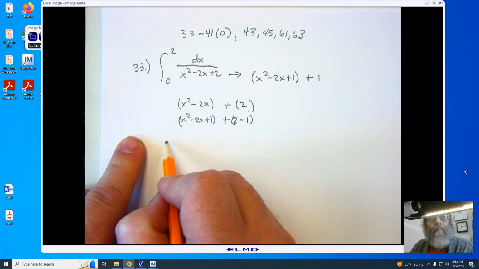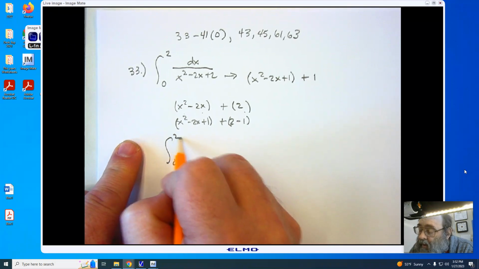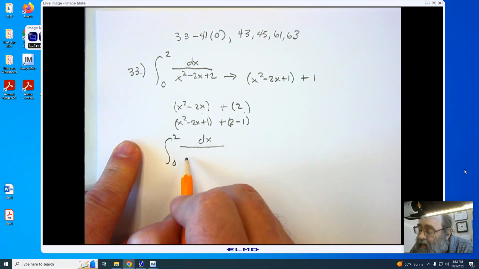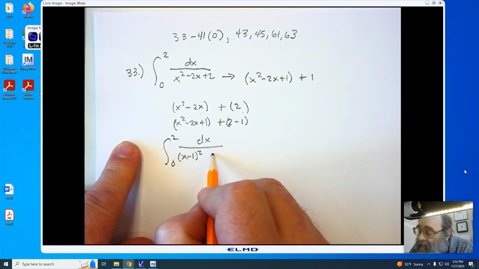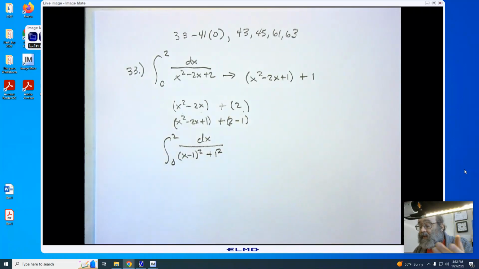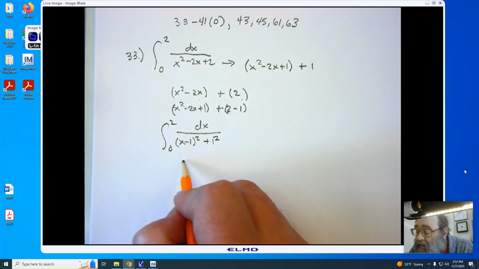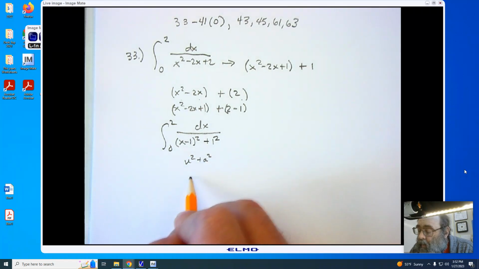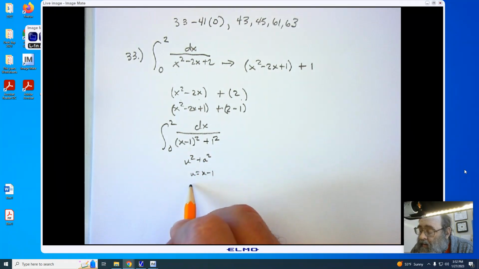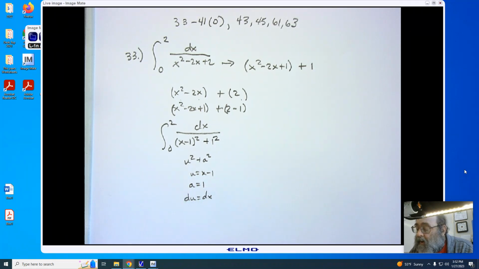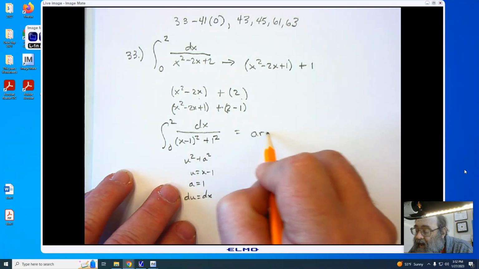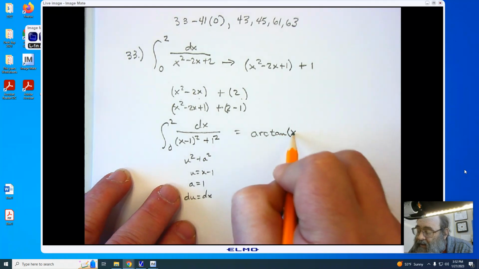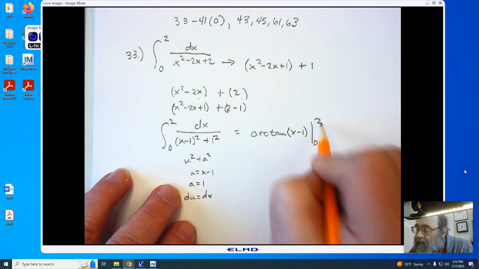Either way, you should end up working with the integration from 0 to 2. We have our dx on top, and we are looking at x minus 1, the quantity squared, and I have a plus 1 squared. Now, this is an arctangent being a u squared plus a squared, where our u is going to be x minus 1, our a is equal to 1, our du is equal to dx. Here we go. We're now going to put it together into the arctangent. Arctan x minus 1 from 0 to 2.